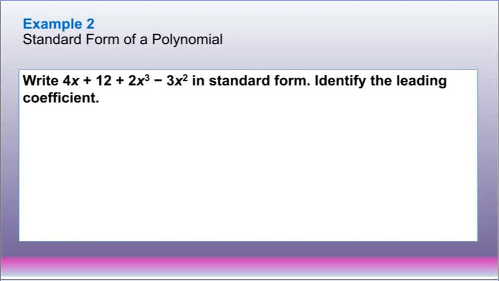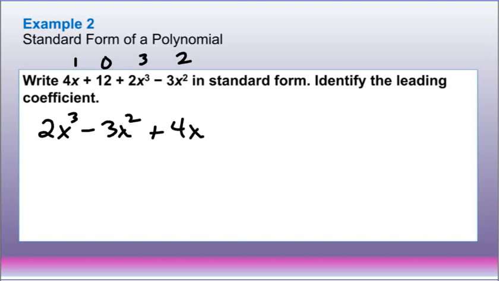Example 2, we're going to write these in standard form and identify the coefficient. So this has a degree of 1, degree of 0, degree of 3, a degree of 2. So I put them in order. Keep the signs in front of each coefficient with that number. So I need to put 2x cubed first, minus the 3x squared, plus the 4x plus the 12. You'll notice that the exponents of our x's go down gradually until you don't have any x's. So that's our standard form, and the leading coefficient would be 2.